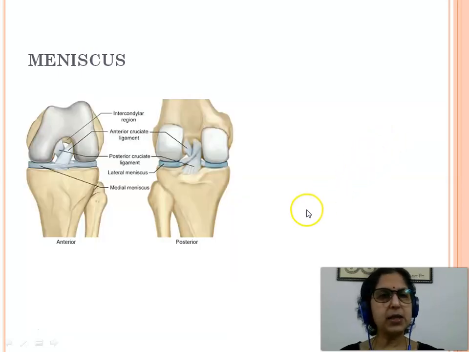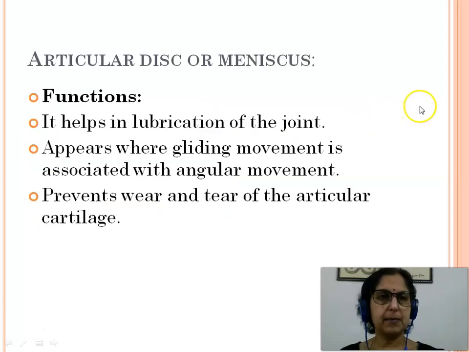What we see here is the knee joint. What we see here are the two menisci, the lateral meniscus and the medial meniscus. These are C-shaped structures which incompletely divide the joint cavity into two compartments. What is the function of the articular disc or the meniscus? It helps in lubrication of the joint. It appears where gliding movement is associated with angular movement, and it prevents wear and tear of the articular cartilage.